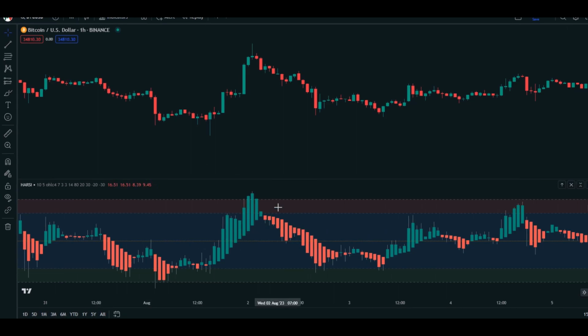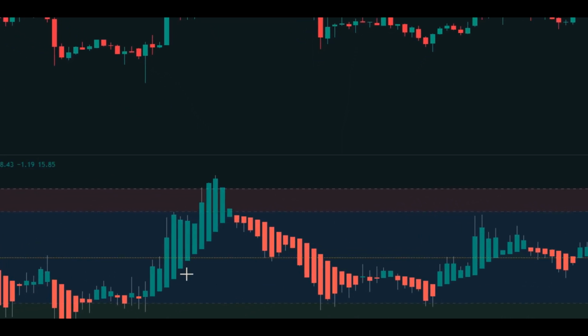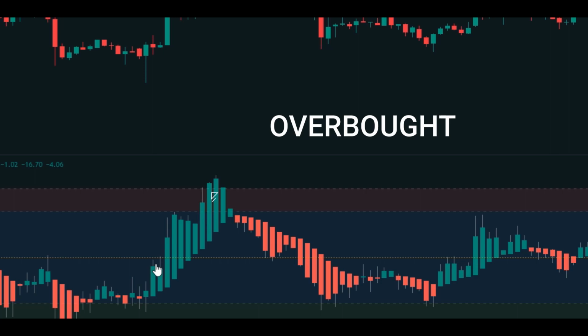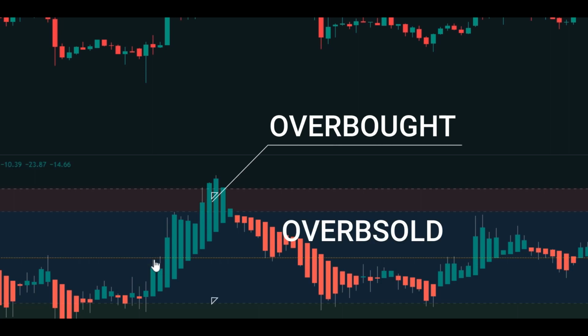The first component of the indicator is the RSI Heiken Ashi candlesticks. These candlesticks display a modified version of price action, smoothing out the noise and making it easier to identify trends and reversals. The second component are the overbought and oversold zones. These are the green and red zones that are plotted at the 20 level and the -20 level. Whenever the candlesticks reach these zones, we consider the market overbought or oversold.